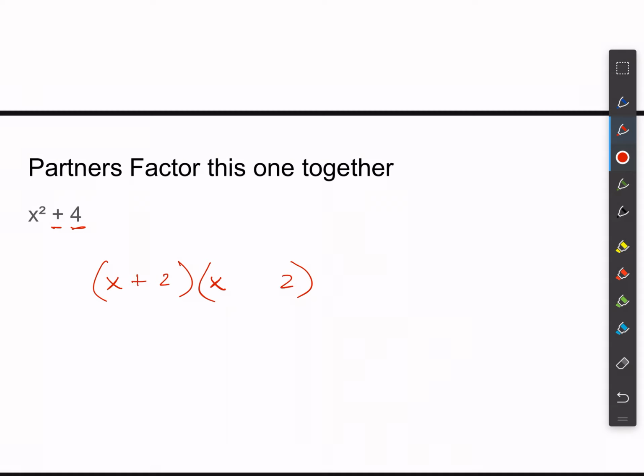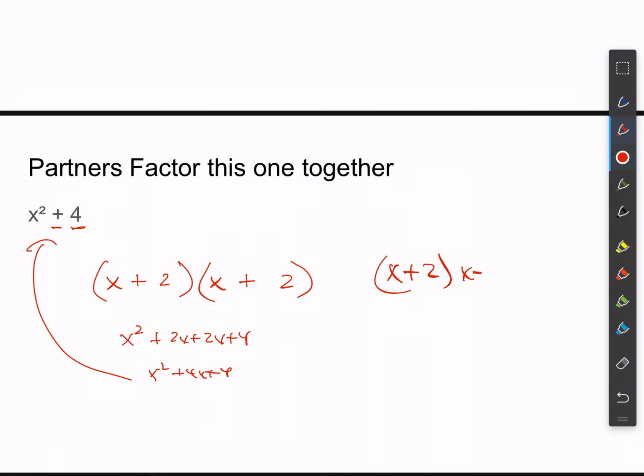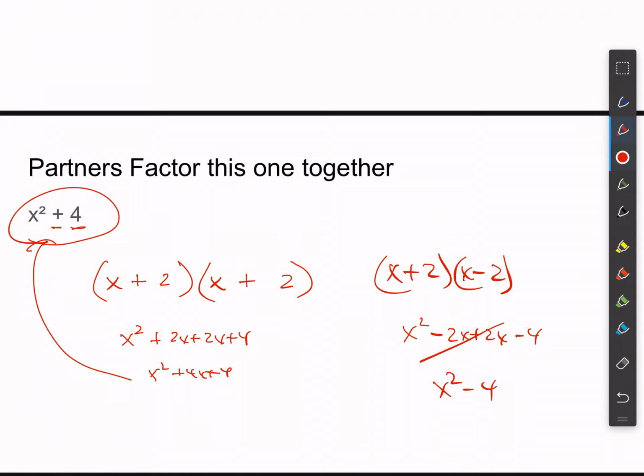If you used a plus sign for both, you would get x squared plus 2x plus 2x plus 4, which is x squared plus 4x plus 4. Okay, so that's not the same as that. If you did a plus and a minus, you'd end up with this. Okay, if we do this out, we get x squared minus 2x plus 2x minus 4. These go away. You'd get this. Okay, but it turns out that there's no way to factor the sum of two squares. So when this is a plus, this is called the sum of squares, and it is not factorable.